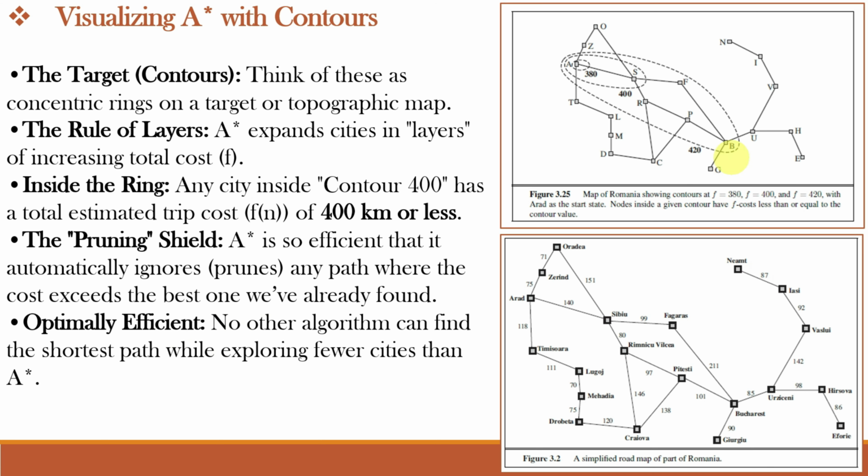As soon as it reaches Bucharest with a cost of 418, it creates a shield. It will never look at any city outside the 418 mark. This is why cities like Timisoara and Zerind were left on hold. They were sitting outside the winning circle. So A star pruned or ignored them to save time. In short, A star is optimally efficient. It explores the bare minimum number of cities needed to guarantee you the shortest path. It is like a laser guided search rather than a flashlight in the dark.